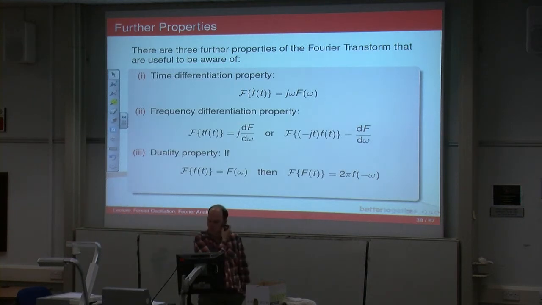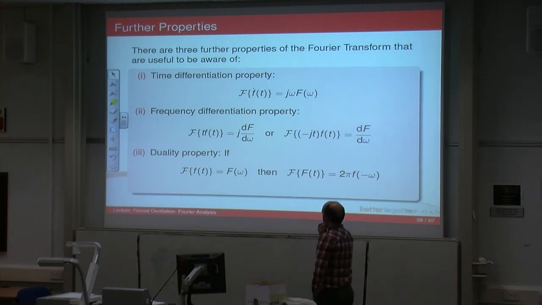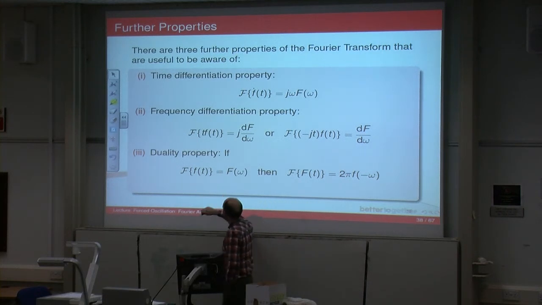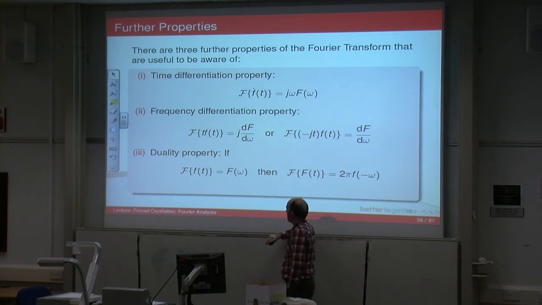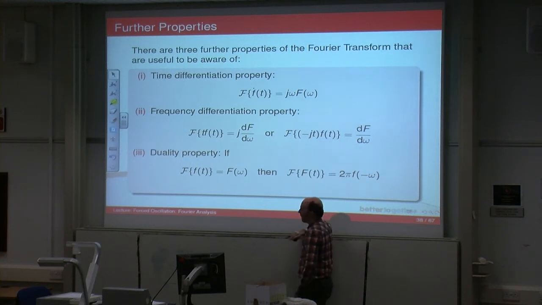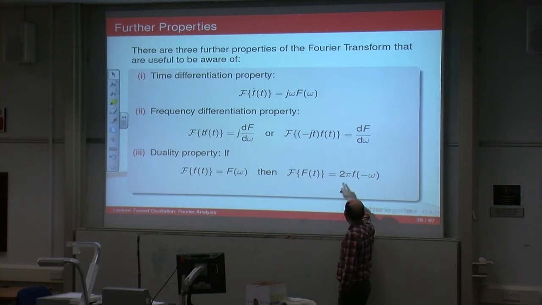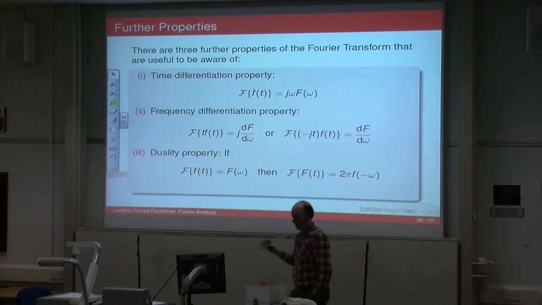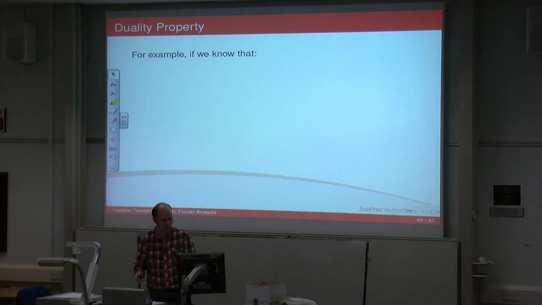And the duality property, this is important. The Fourier transform of a time domain function gives you the Fourier transform of that, big F(omega). But if you take the Fourier transform of big F, which is that function, but with respect to time, you get 2 pi times the time domain signal, but in terms of minus omega. Now, it's a bit confusing, but let me show you an example.